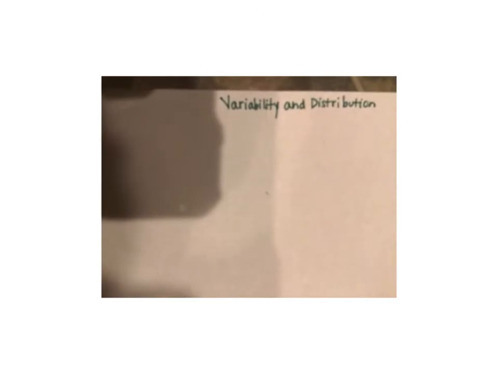If you need to pause at any point, you pause. Or you can always rewind a little bit. So at the top of page 12, we're writing variability and distribution. Now, see if I can get that refocused. Holy moly, that's really blurry.